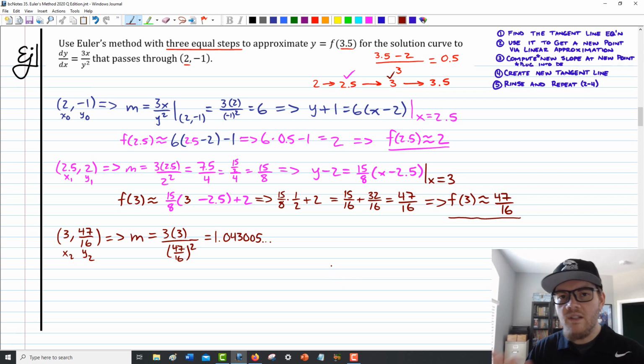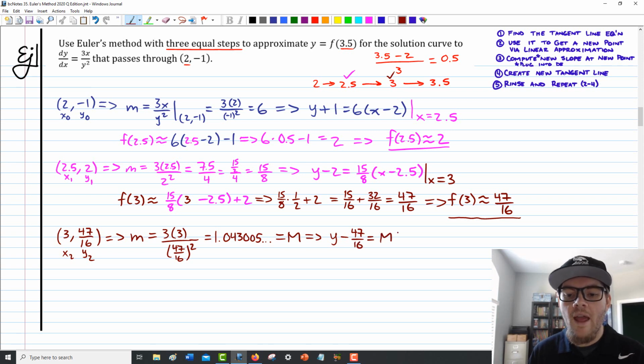But for the sake of simplicity, and assuming that you were using a calculator as you were working through this, I'm going to call this the variable value capital M. So this is capital M now we're defining. That will be the slope 3 times 3 over 47/16 squared. So having said that, now that we have it, we'll have our new tangent line as y minus 47 over 16 is equal to capital M, our slope, whatever that number is, times x minus 3.